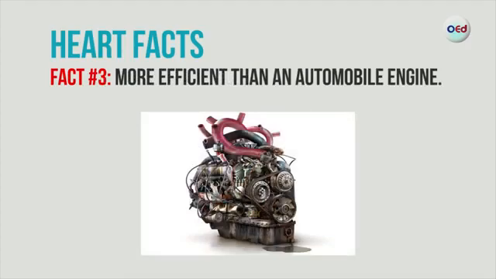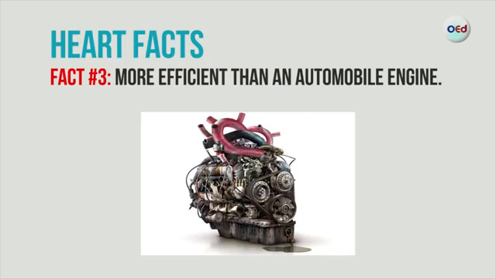Fact number 3. The heart is more efficient than an automobile engine. What it does is that it converts one half of its fuel, which is blood, into energy that can be readily used up by the body, while a car engine can only convert 1/4 of its fuel into usable energy. The rest of it is further converted to heat and exhaustible energy that the car rids off of its system.